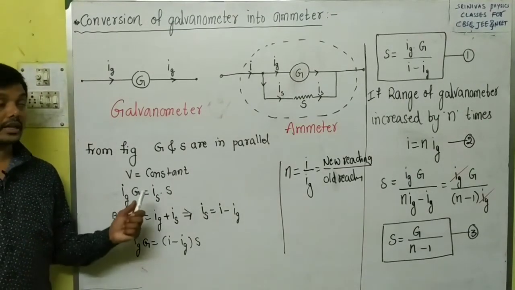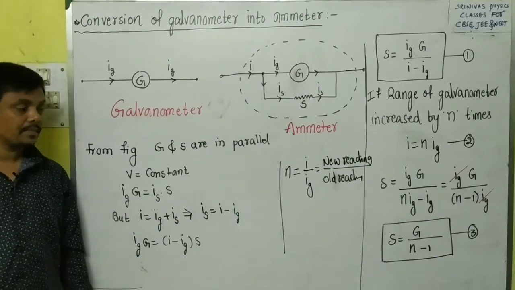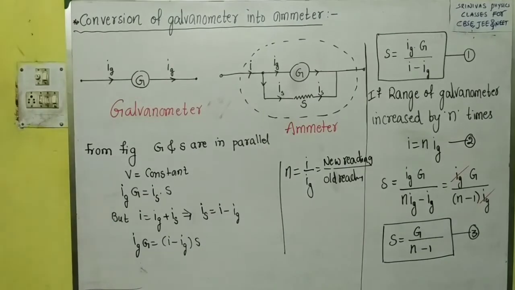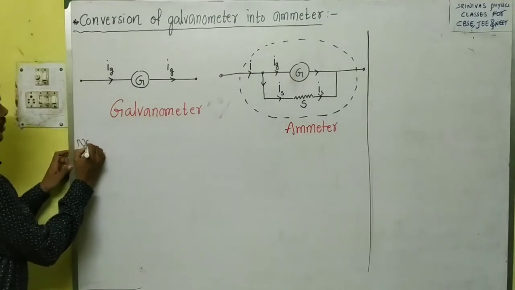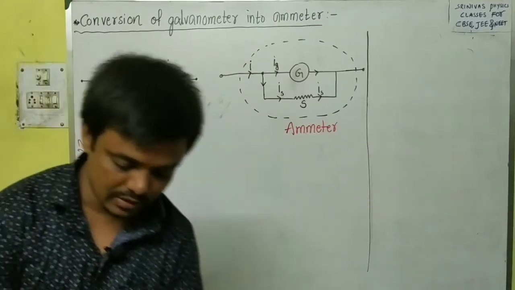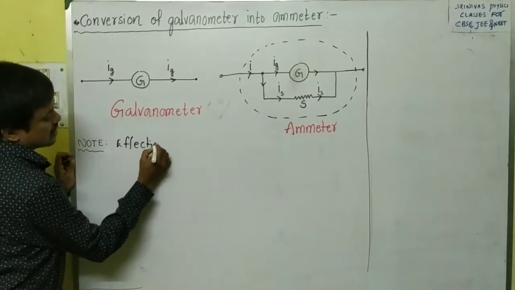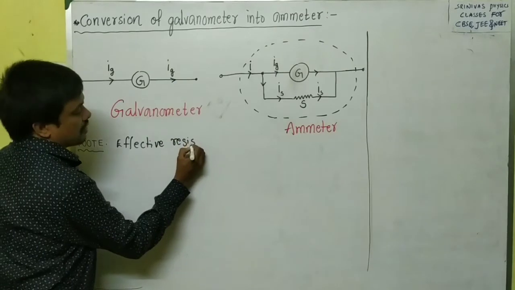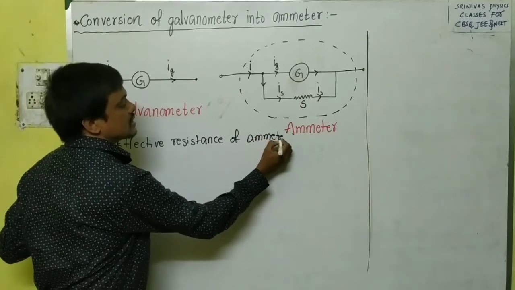Now I am going to find the effective resistance of the ammeter, and how to find out the current through the galvanometer, and the current through the shunt resistance, okay, right. Now what is the effective resistance of the galvanometer? This we can note in the note point. Effective resistance of the ammeter. What is the ammeter resistance now?